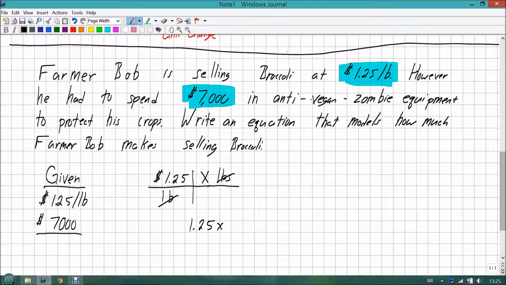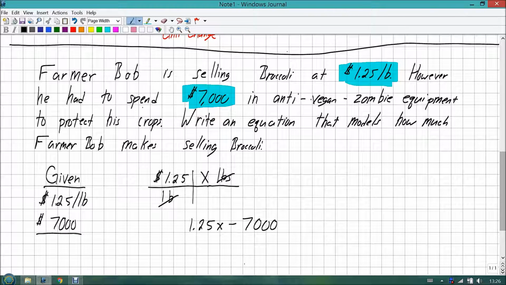Well, it says he had to spend. So if he's spending money, does that mean that it goes into his bank account? Well, no, it means quite the opposite. It means that it's coming out of his bank account, which means that if he doesn't sell enough broccoli to make at least $7,000, he basically worked for free, or worse, paid to work, which is kind of bad. So I know that this $1.25 a pound is how much additional money that he's going to make, but I have to subtract from it the costs, and the costs were $7,000.